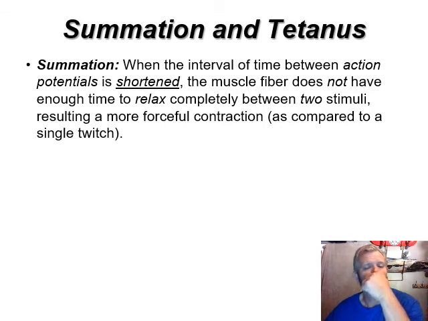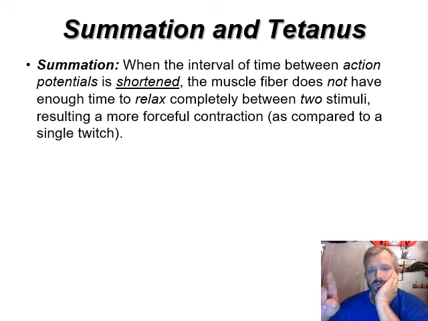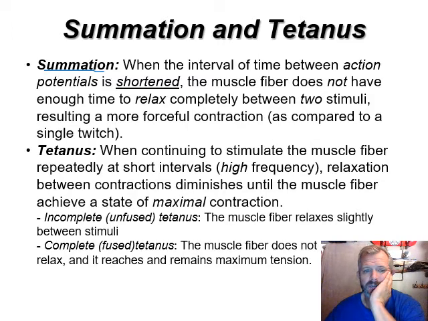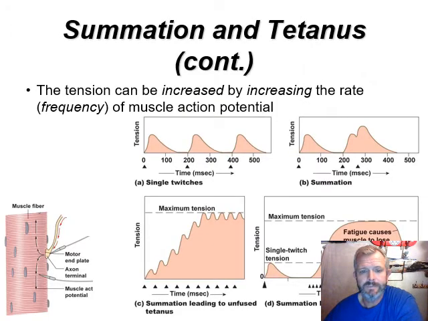All right, let's look at what happens when we start to stimulate the muscle more frequently, give it more frequency of stimulation. Okay, we're going to get summation. All right, we'll see this in a bit, and then we'll go into what's called tetanus. And we can go into incomplete followed by complete tetanus. And so we'll look at these and what's taking place on these diagrams here.